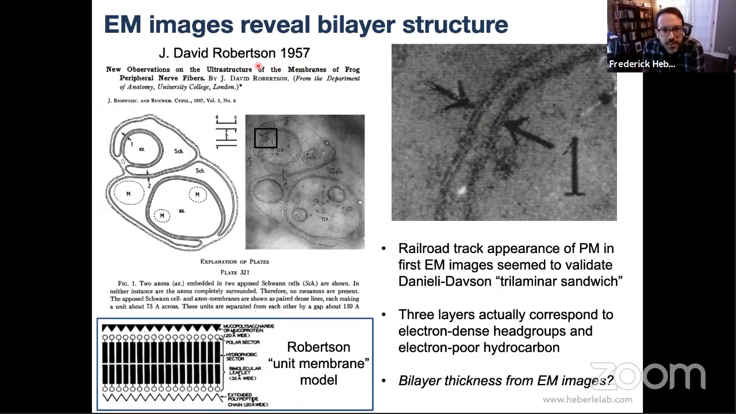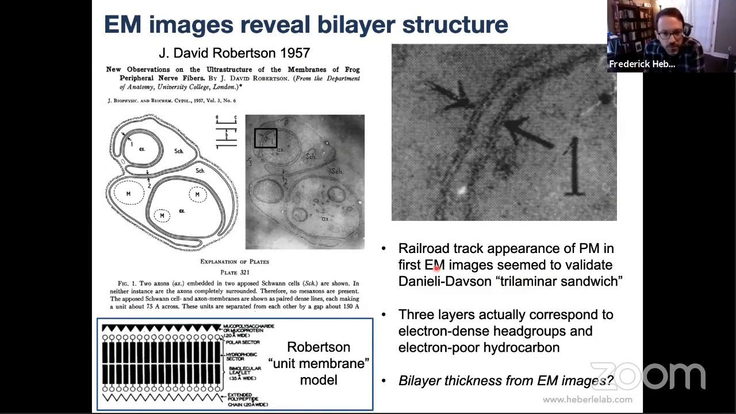And in fact, even by the late 1950s, the instrumentation and the methodology had improved to the point where membranes started to look like railroad tracks. So you can clearly see that in these images of frog neurons from a paper by Robertson from 1957. Now, as far as I can tell, these were the first really clear EM images of a plasma membrane. And so Robertson actually used these to propose a modified version of this trilaminar sandwich model of membrane structure.